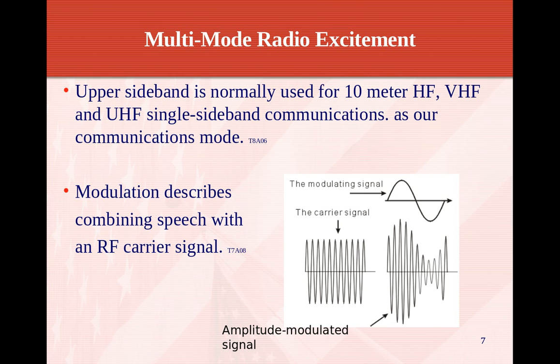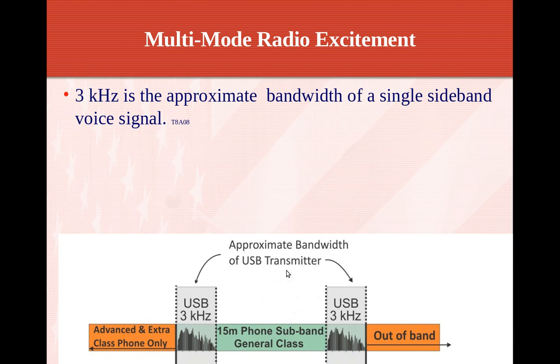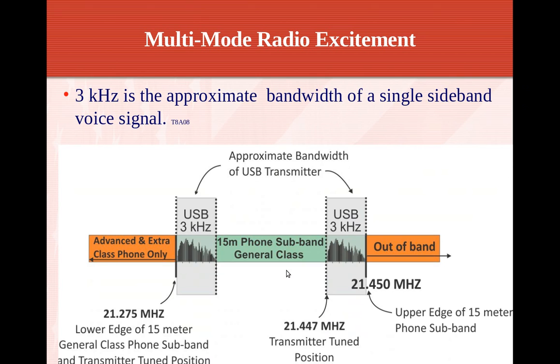Modulation describes the combination of speech with an RF carrier signal. So with amplitude modulation, here's your carrier signal, and here's the modulating signal, which gets transposed over that carrier signal, so it varies in amplitude. 3 kilohertz is the approximate bandwidth of a single sideband voice signal. So 3 kilohertz is the rule of thumb.